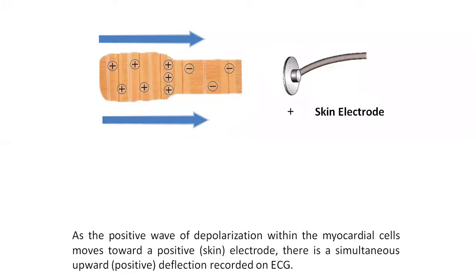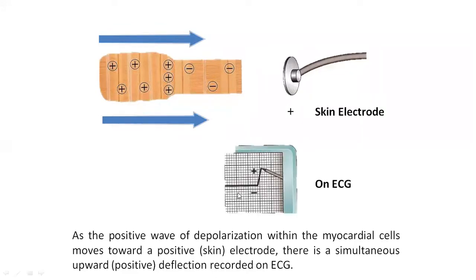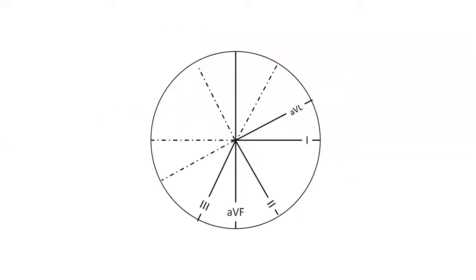So in this case, what will happen now? You will find on the ECG a positive wave being recorded. So whenever the depolarization is towards the electrode, a positive wave is recorded, and whenever there is negative depolarization, that is recorded as a negative wave.